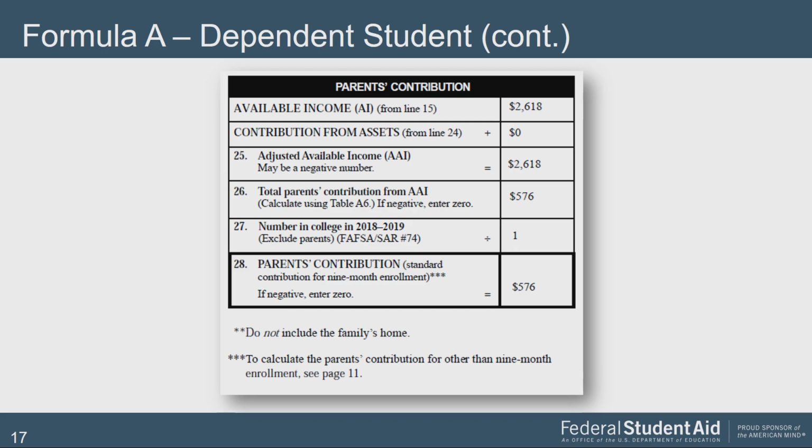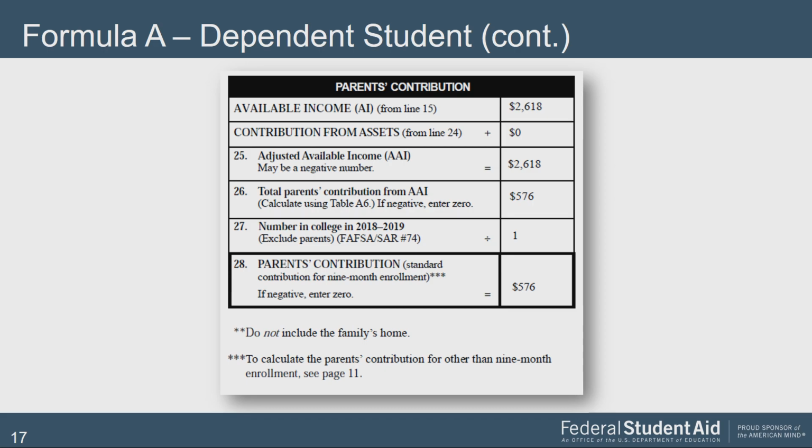So here we bring it all together. So we have available income. We had no contribution from assets. So we have an adjusted available income figure. And even then, remember, if you've kept track in your head kind of how we got here, we have adjusted gross income. We take away all the income offsets. Now we look at assets. There's nothing from assets. And we come down to an adjusted available income, $2618.